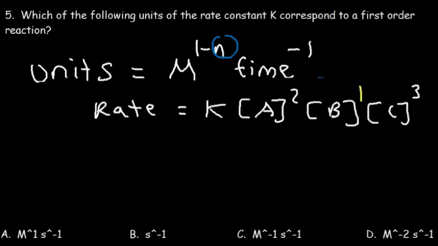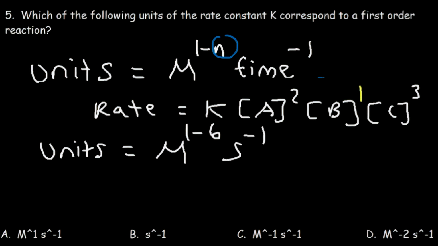So overall, the overall order is 6. So we're going to plug in 6 for n, or replace n with 6. So it's going to be M^(1-6) s^-1. Let's say the time is in seconds this time. So the units is going to be M^-5 s^-1.